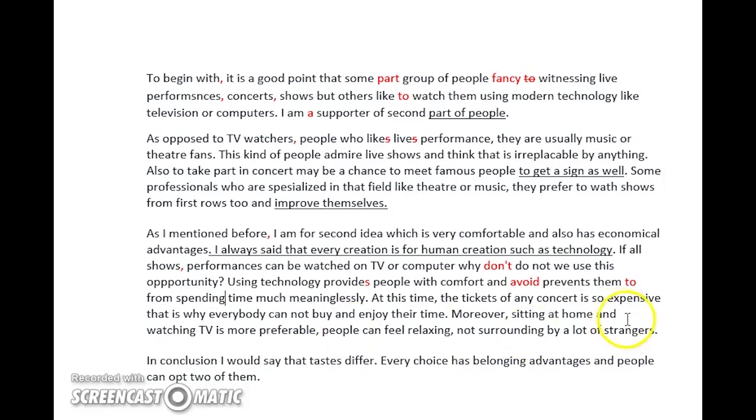At this time, the tickets of any concert is so expensive that is why people cannot buy and enjoy their time. Moreover, sitting at home and watching TV is more preferable. People can feel relaxed and not surrounded by a lot of strangers. In conclusion, I would say that tastes differ. Every choice has belonging advantages and people can opt two of them.